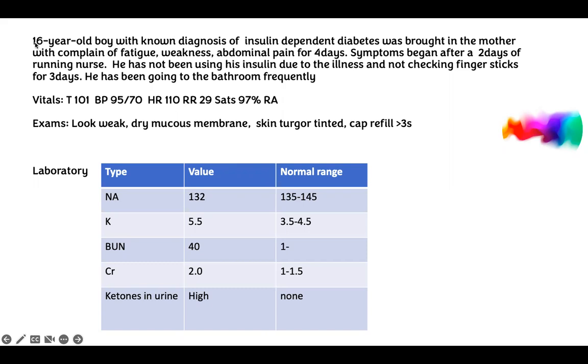So we have a 16-year-old. I'll underline my 16-year-old with a known diagnosis of what? He has a diagnosis of insulin-dependent diabetes. He was brought in by the mother with a complaint of fatigue. So he has fatigue, weakness, and abdominal pain for 4 days. They went to the emergency room after 4 days. Symptoms began after 2 days of runny nose. So he had a runny nose.